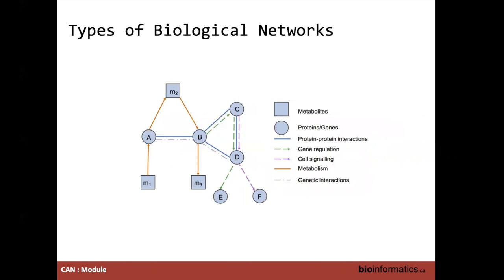Different types of information can be represented in the shape of networks in order to model the cell. And different types of data will produce different network characteristics in terms of the connectivity, the complexity, and the structure of the network. Some of the most common types of biological networks will be shown in the next few slides.